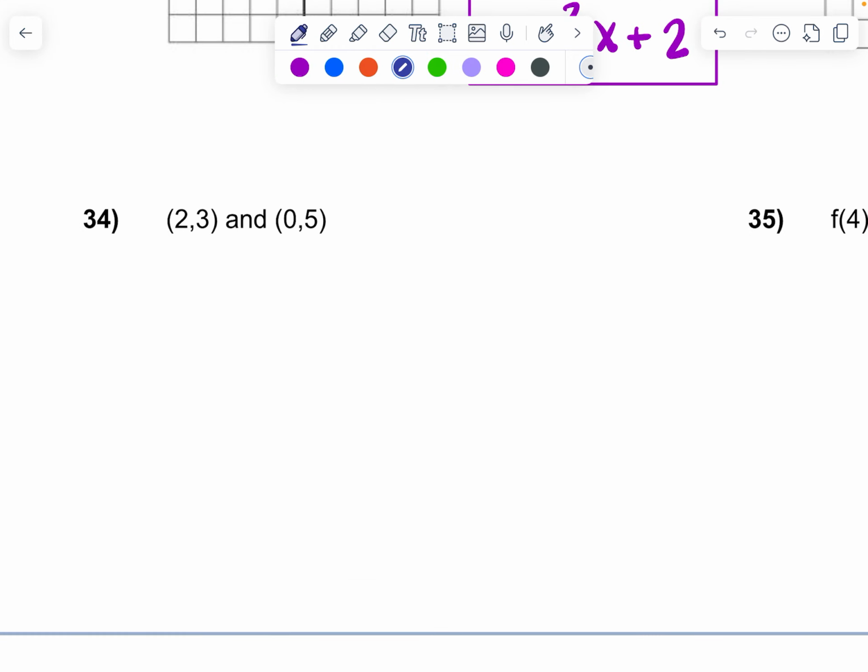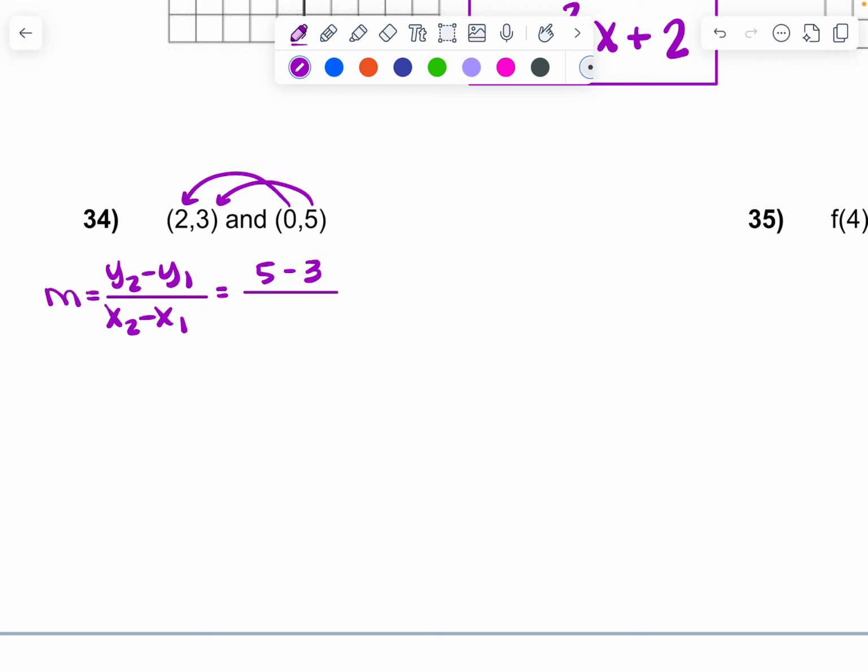All right, next up, kind of the same thing. I have 2 points. I have no graph, so I'm going to have to start from scratch. If all I have is 2 points, then I need to start with my slope formula because I need the slope. I can't really do much without slope, so here we go, slope formula. So 5 minus 3 is the difference in my y's, and then 0 minus 2. So 5 minus 3 is 2. 0 minus 2 is negative 2. So my slope is negative 1.